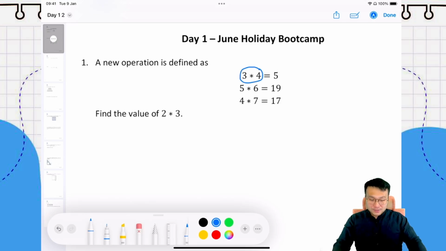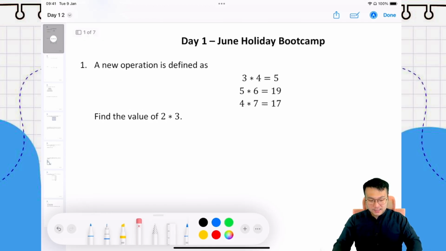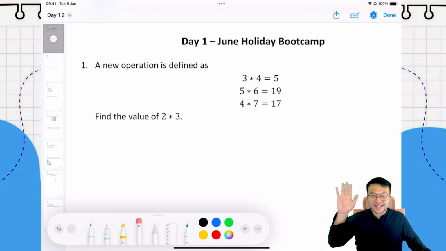You know, so for example, if you have 3 star 4, the answer is 5. 5 star 6, then you get 19. 4 star 7 is 17. What kind of pattern is this? Why not you take a look at it for 30 seconds? And if anybody can spot a pattern, can you raise your hand and let me know?